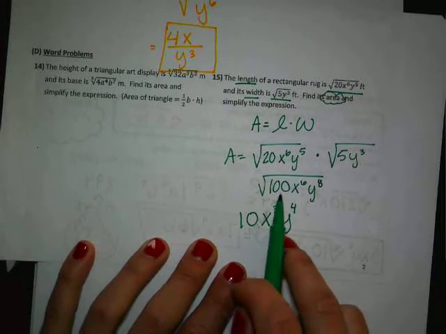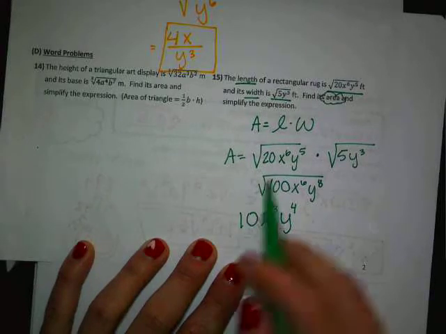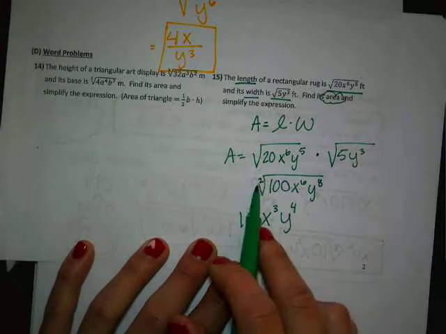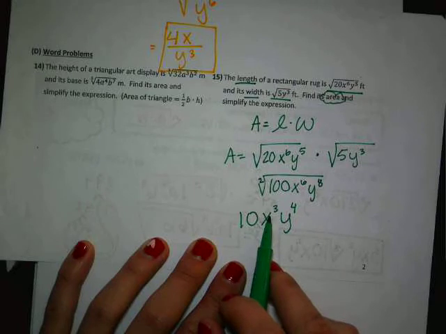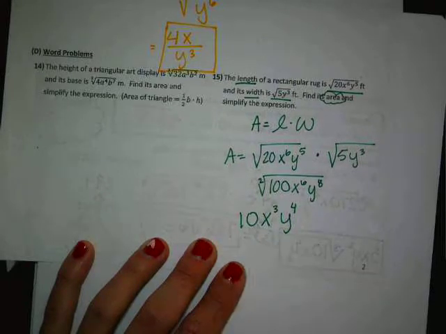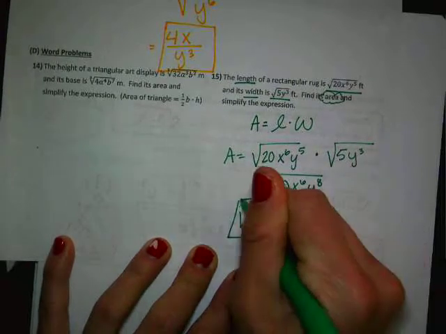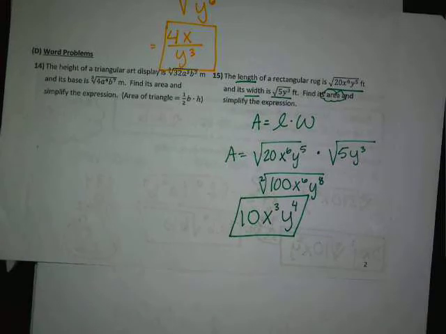Okay, the square root of 100 is 10. And then this is a square root, so it's a little 2. 2 goes into 6 3 times, nothing left over. 2 goes into 8 4 times, nothing left over. And so the word problems really aren't that bad. I think you're just multiplying.